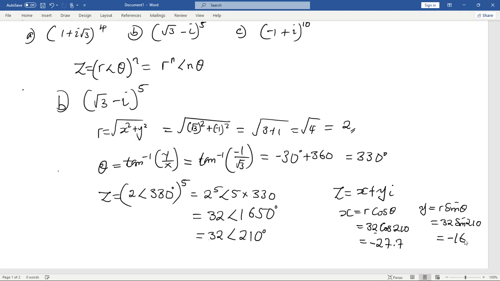So therefore, this answer, the root of 3 minus i to the power 5, is simply equal to negative 27.7 minus 16i. Okay, so you can go ahead and solve the second one by using the same method that we used here.